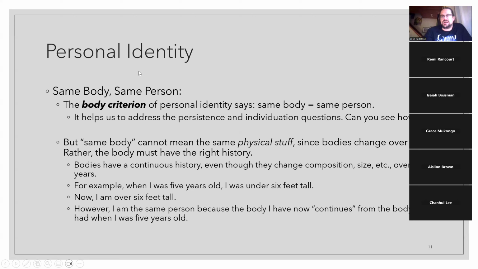But bodies change over time. So it doesn't just mean the material I'm made of. There's a sort of body history, right? Like, again, the ship of Theseus. How is it the same ship if all the parts have been replaced? Well, maybe it's the continued history of the ship, not the parts that it's made of. The body criterion would say, sure, it's the same ship if it has the same body history, right?